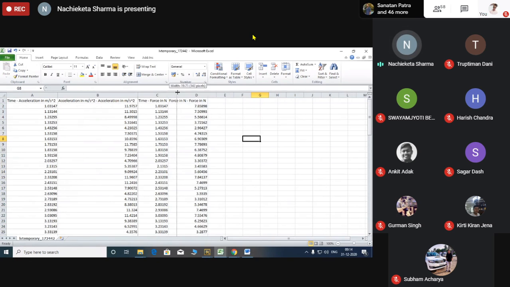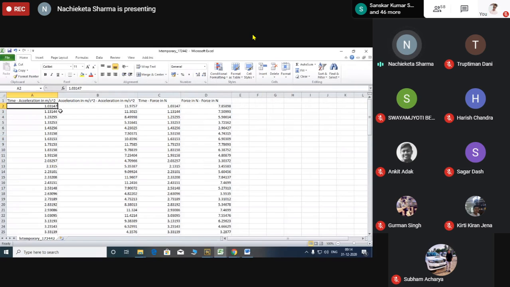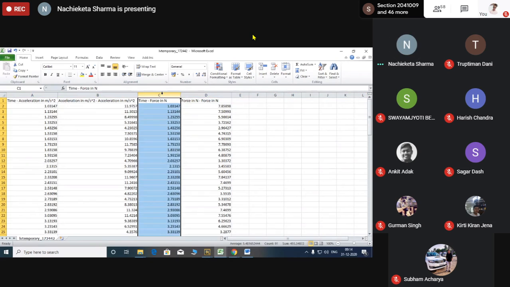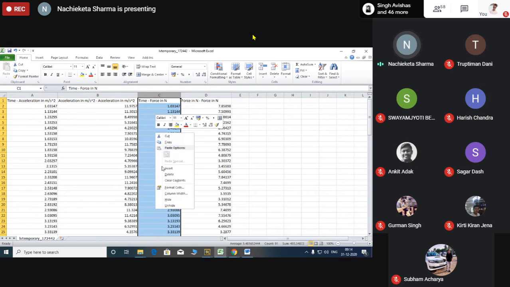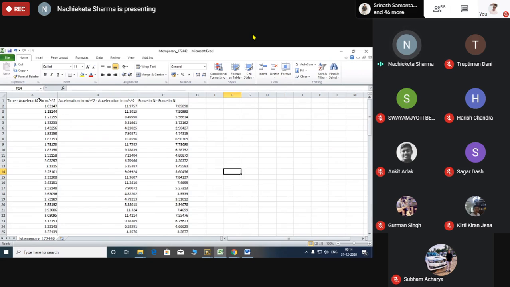Now you see here, we have got two time columns. Both the time columns are the same, you see, 1.0314, 1.0314. Yes or no? Yes, sir. I have copied the data properly. Then I will delete this column. What do you get here now?